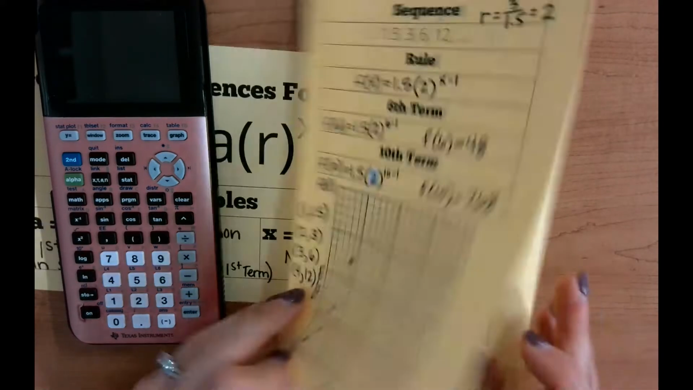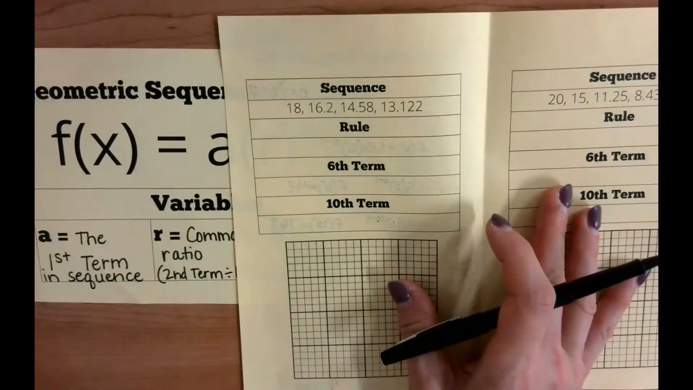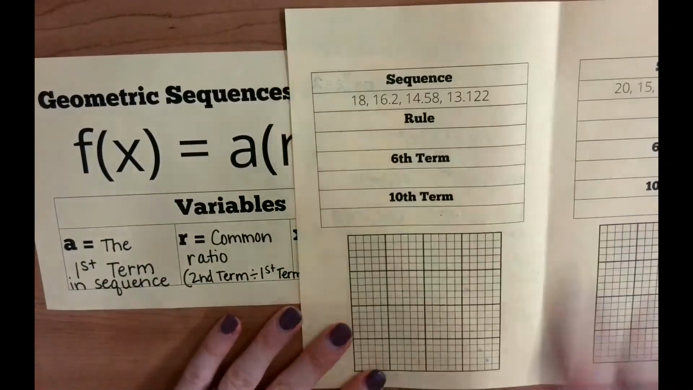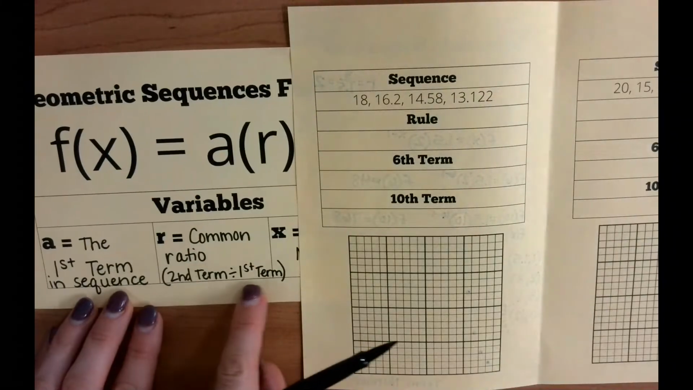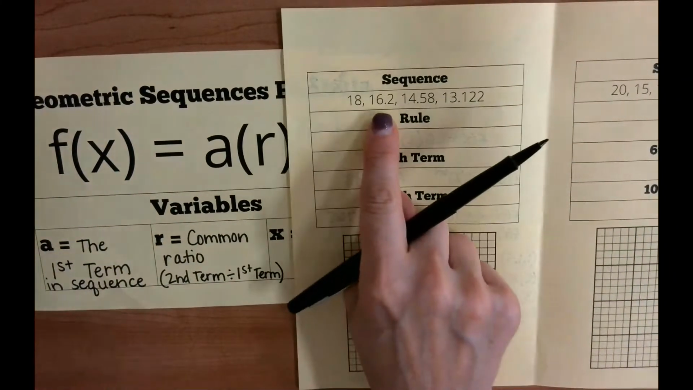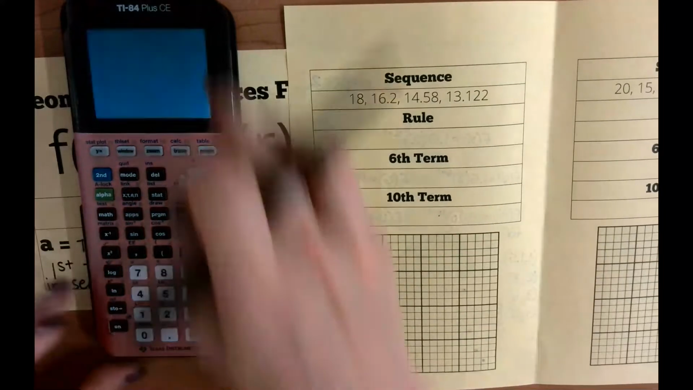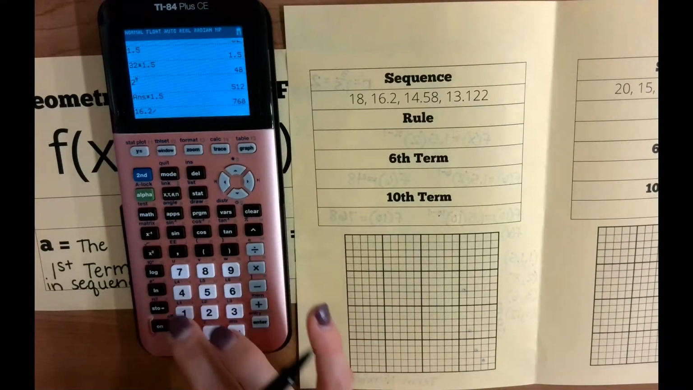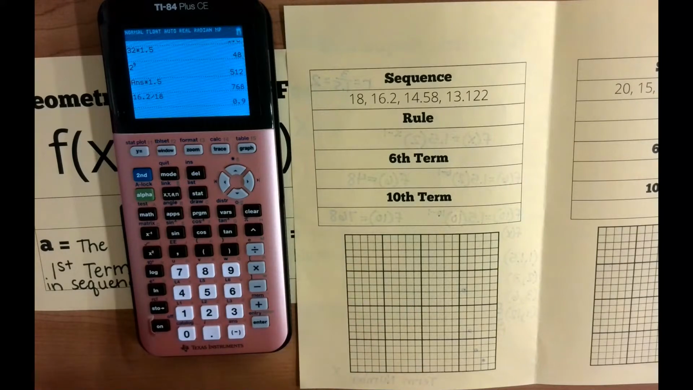All right, going to the inside. So our first step is to find the common ratio: second term divided by first term. I'm going to just pick these first two terms. 16.2 divided by 18 is 0.9.